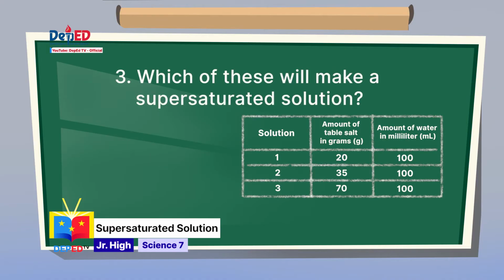Number 3. Which of these will make a supersaturated solution? Time's up! Since solution 3 has the highest amount of table salt and that it exceeds the amount that can dissolve in 100 milliliters of water, therefore, it is what can make the supersaturated solution.